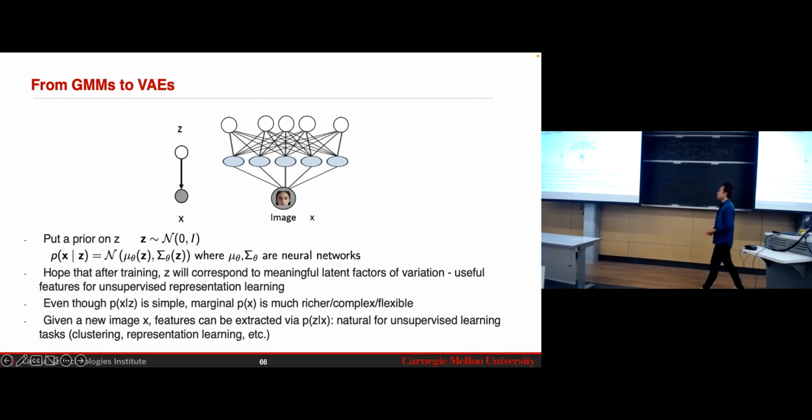And the hope is that after you learn this model, you have data X, you try to learn your latent variable Z, that's your training. You can then take these latent variables Z and try to generate more data X. And even though P of X given Z is quite simple, it's just a neural network from Z to X, the marginal P of X, which integrates over all possible cases of Z, can be very, very expressive.